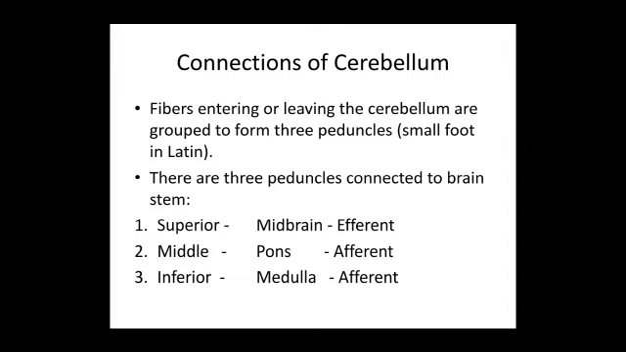The main connections of the cerebellum. The fibers connecting or leaving the cerebellum are grouped into three peduncles. The three peduncles connected to the brainstem are the superior, middle and inferior peduncles. The superior peduncle is connected to the midbrain. The middle peduncle is connected to the pons and the inferior peduncle to the medulla. The superior peduncle brings efferent fibers, whereas the middle and inferior carry afferent fibers.